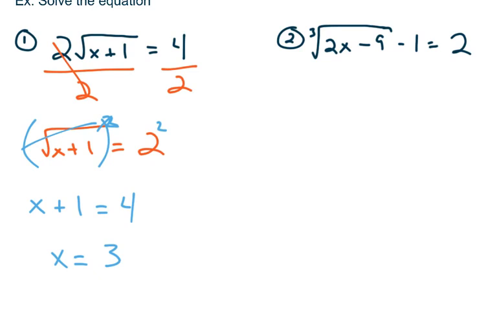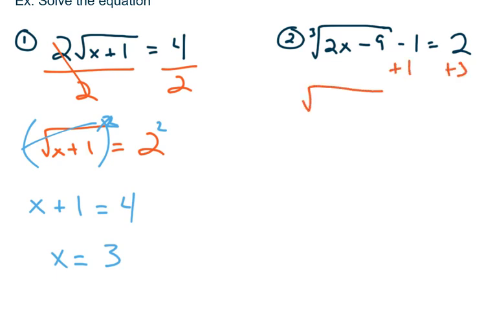Number 2, the cube root of 2x minus 9, minus 1, is equal to 2. The minus 1 on the end is not underneath the radical. That's what this little hitch on the end of the radical symbol is for. It shows that the minus 1 is not part of the radical. Okay, so the minus 1's on the outside, so we need to get rid of that first. We do that by adding 1 to both sides.